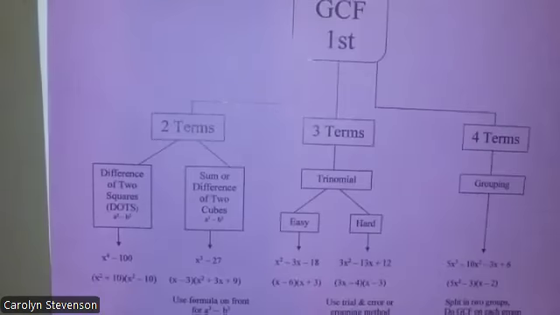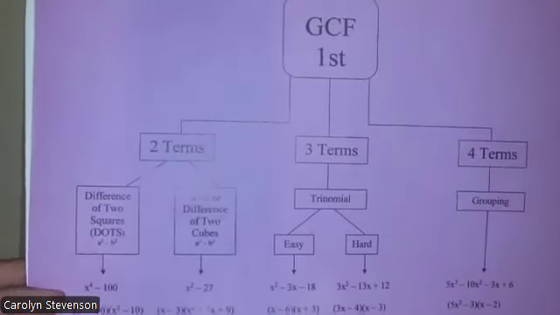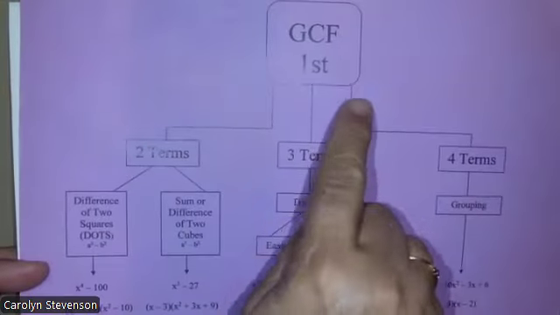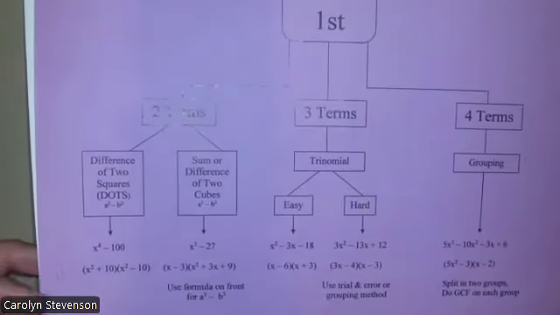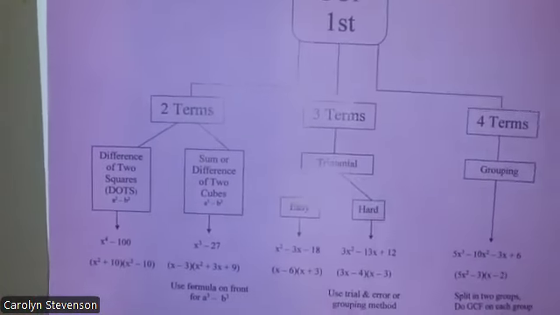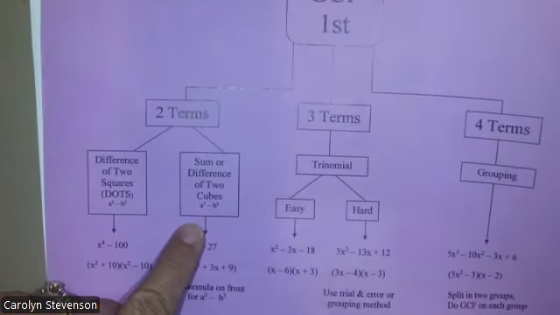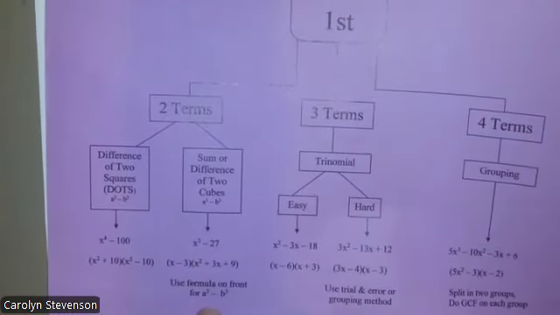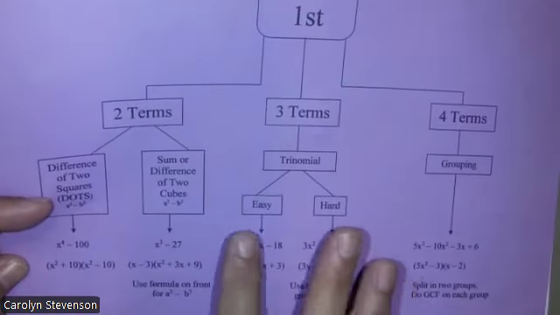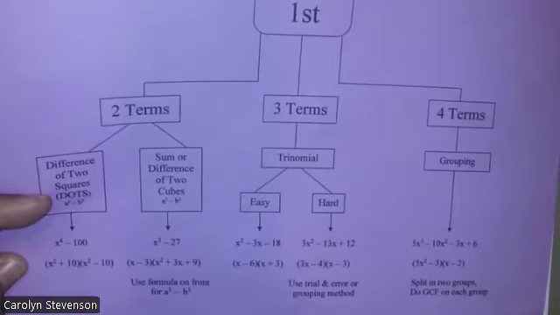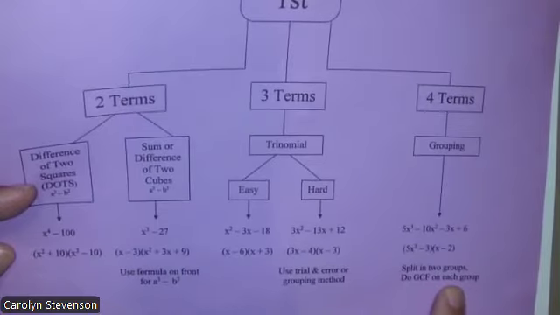On the back side of the factoring guide is more of a flow chart. This is how it is helpful to think about approaching a factoring problem. You always want to look for what is common first. After that, it depends on how many terms you have. If you only have 2 terms, it's either going to be a difference of 2 squares or the one with the cubes, which we need to use the formula. If you have 3 terms, it's a trinomial, and we would have easier ones and hard ones. 4 terms means grouping. We split it into 2 groups, and we do the GCF in each group.